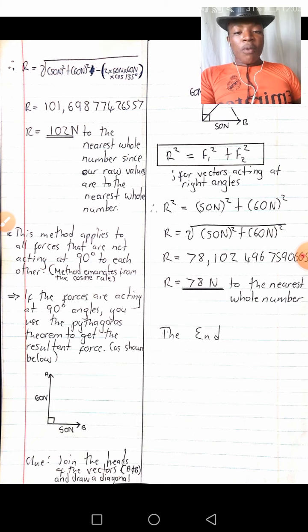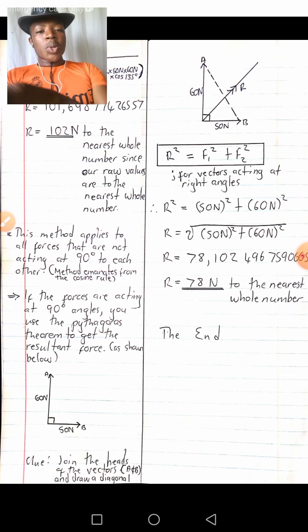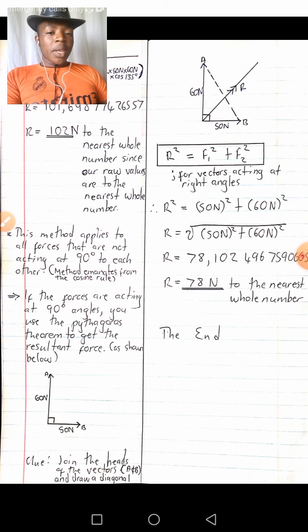If the forces are acting at 90 degree angles, you use the Pythagoras theorem to get the resultant force as shown below. We've got forces acting at right angles, 60 newtons and 50 newtons, having their heads at A and B. Your first job there is to join the heads of the vectors and draw a diagonal. Remember, the diagonal is drawn from the tails of the vectors. The tails of the vectors intersect at that 90 degree angle. So when you draw a diagonal, you get your R, and then you say R squared is equal to F1 squared plus F2 squared. This is for forces that are acting at 90 degrees to each other.